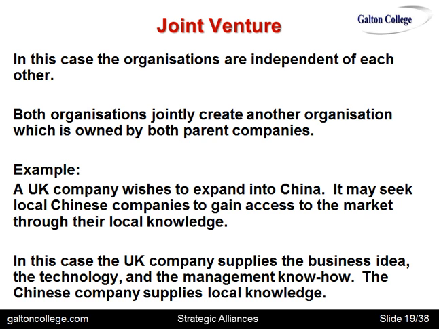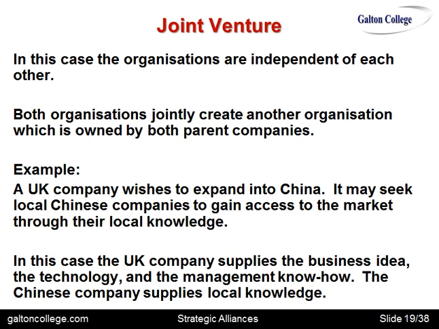For example, a UK company wishes to expand into China. It may seek local Chinese companies to gain access to the market through their local knowledge. In this case, the UK company supplies the business idea, the technology and the management know-how, and the Chinese company supplies local knowledge. So the two companies remain separate. There's still the Chinese company and there's still the UK company, but now there's a third company, one which is a joint venture between the two. So that's the idea of joint ventures.